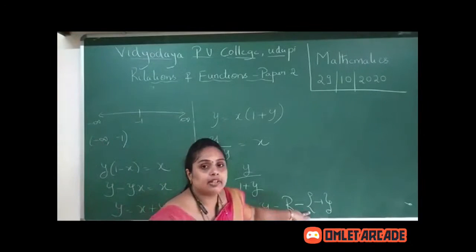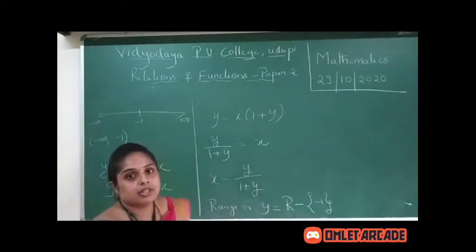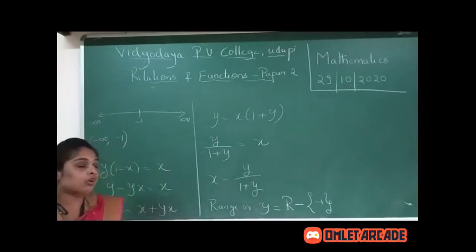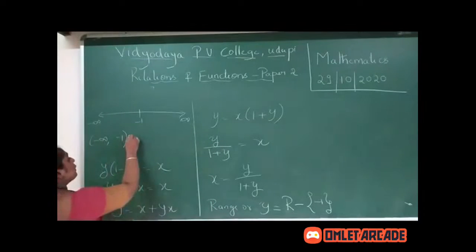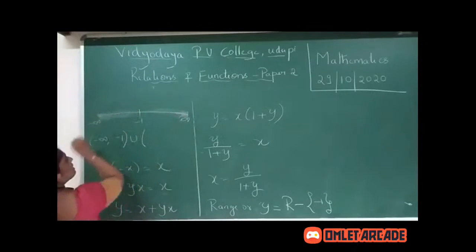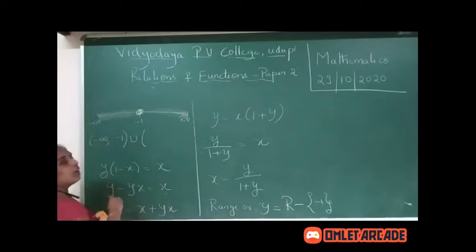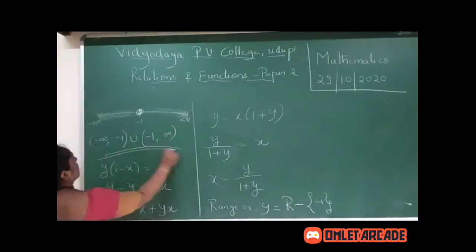Why not a closed interval? If I include the closed interval, that minus 1 is included there. That minus 1 should be removed. So it is an open interval, not including minus 1. Union, here also, these numbers, all real numbers excluding this 1. So to remove that 1. So once again, minus 1, open interval, minus 1 to infinity will be the answer.